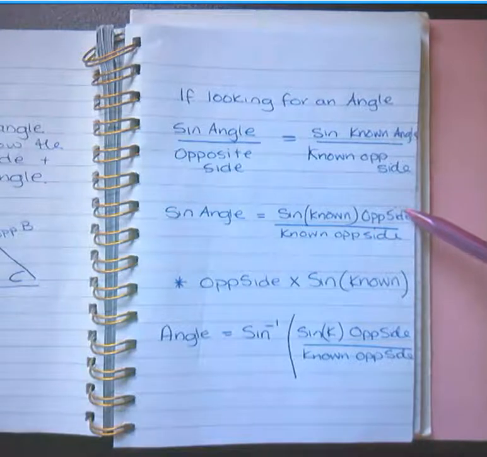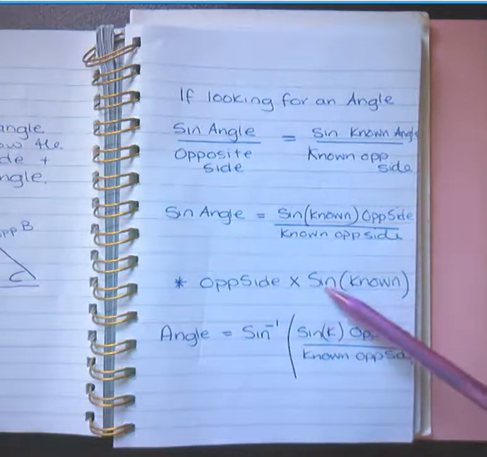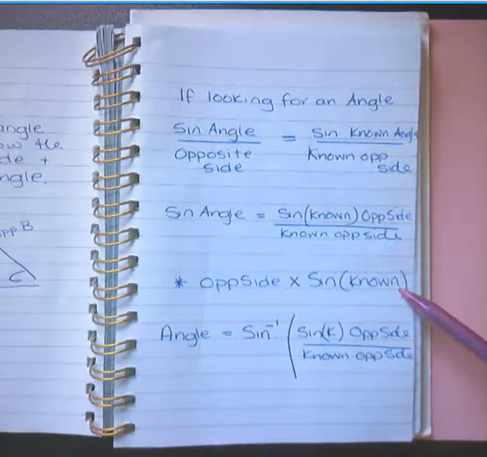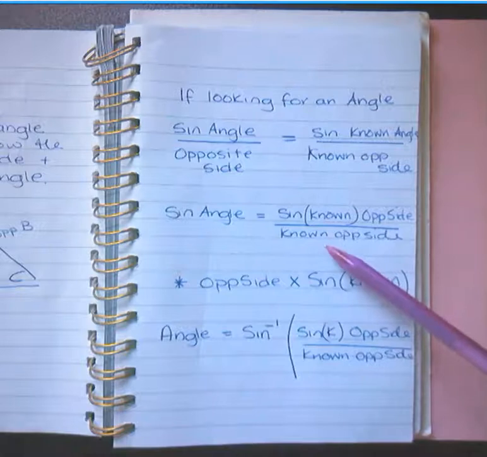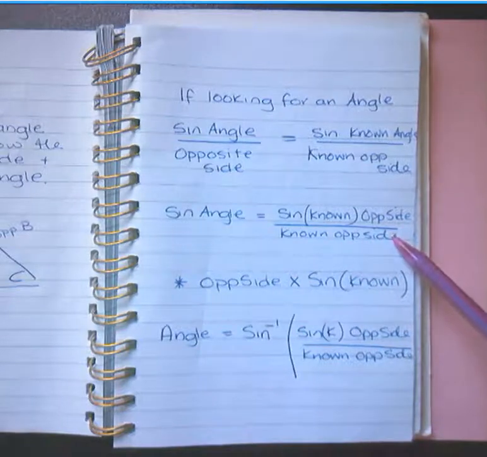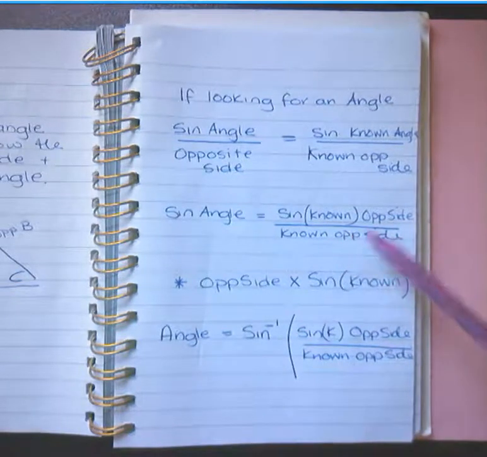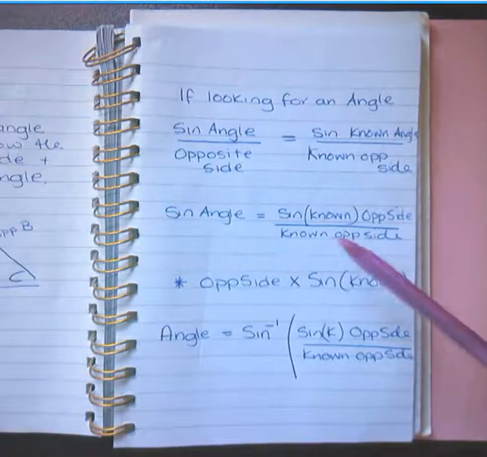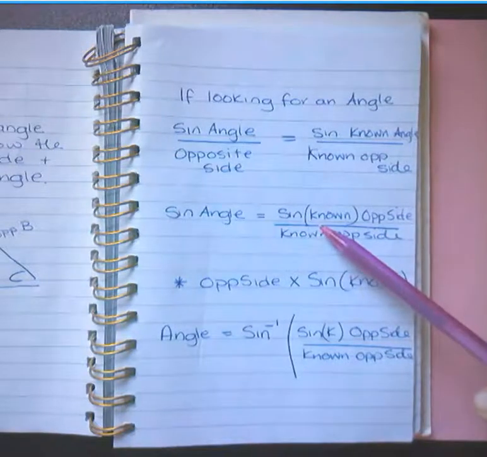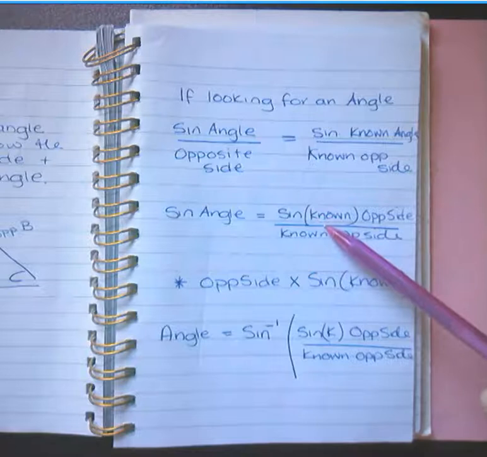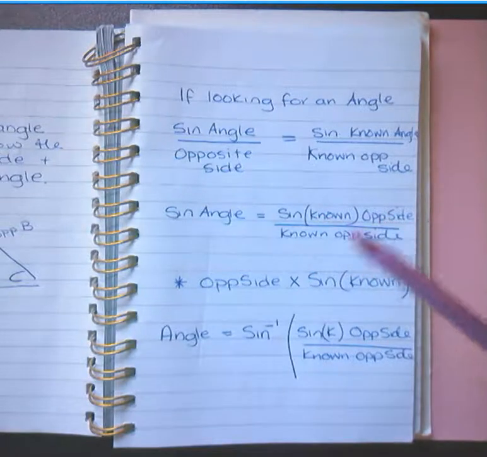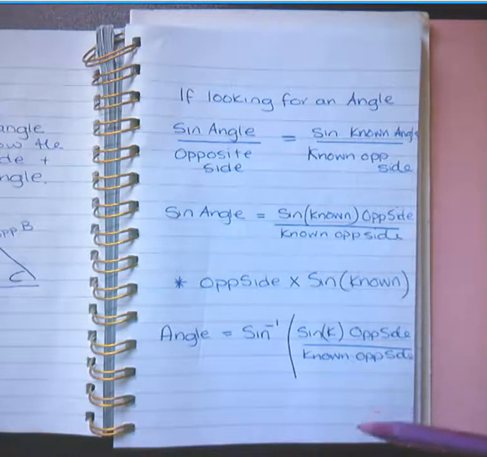In terms of the top here, make sure on your calculator when you're plugging it in that it's the opposite side times the whole sine of the known angle, not the sine of the known times the opposite, if you get what I'm saying. So if this was, say, 10, and this was sine of 50, it is not the sine of 500. It is 10 times the sine of 50, right?